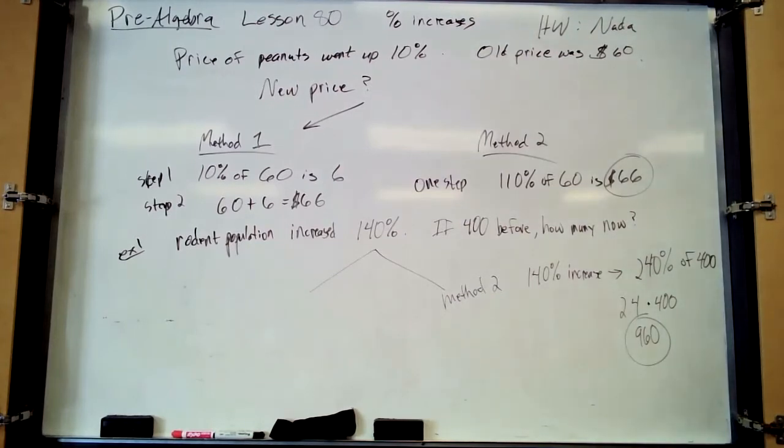So instead of adding the percent increase to the full amount, the old amount, well, what's the old amount? That's 100%. So 140% increase is 140% plus 100%. So it's 240%. Okay, that's one step and you're done.